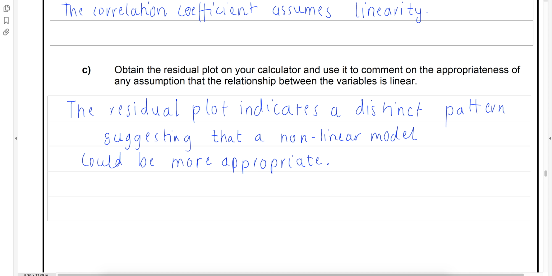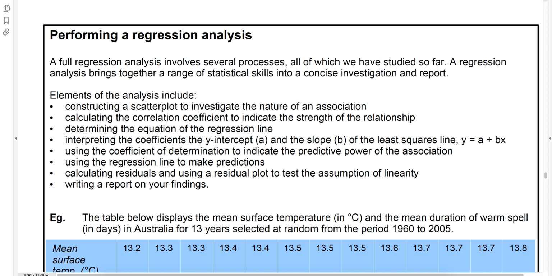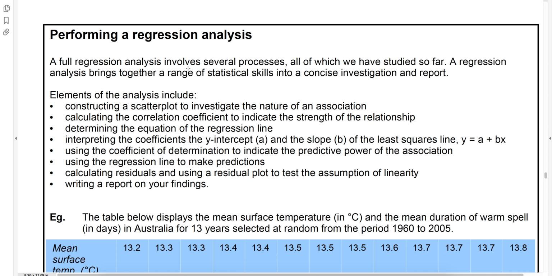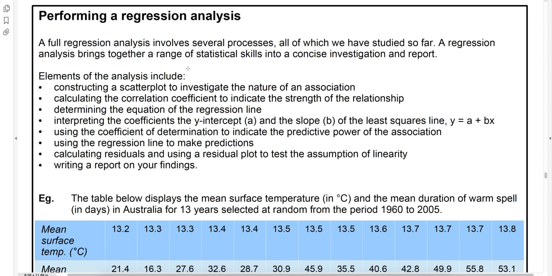All right, so where are we headed with all of this? What we want to be able to do is perform something called a regression analysis. Now, as you can see, this is going to include all of the things that we've covered in this particular chapter. First of all, whenever you do a regression analysis, you're going to construct a scatter plot and have a look at the association. If it's linear, of course, you would then calculate the correlation coefficient and interpret that: strength, direction, and form.